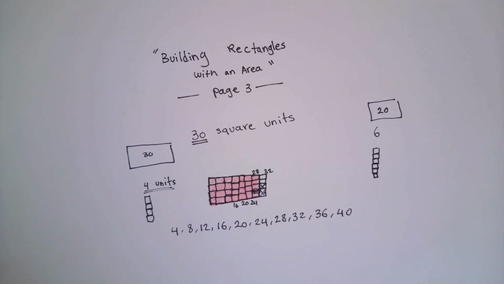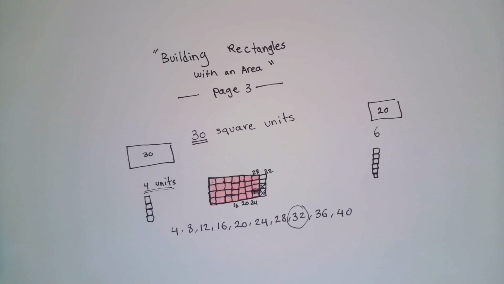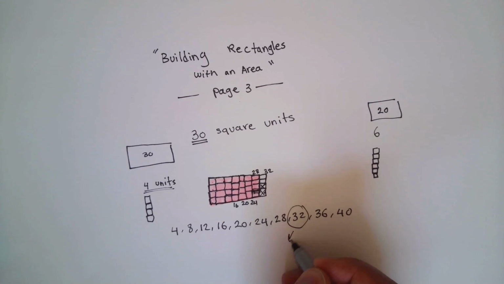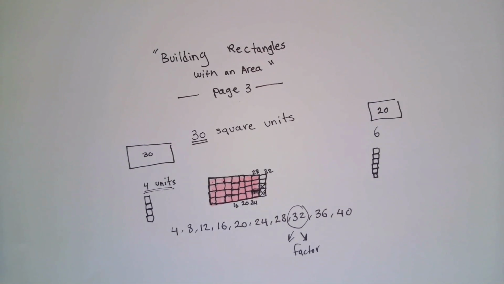So the last question in number 4, it's asking you to list the possible lengths of rectangles where you can get 32. So we can get 32, but what would be the dimensions? Like how can we get 32? What are the factor pairs? What are the factor pairs that we can use to get 32?